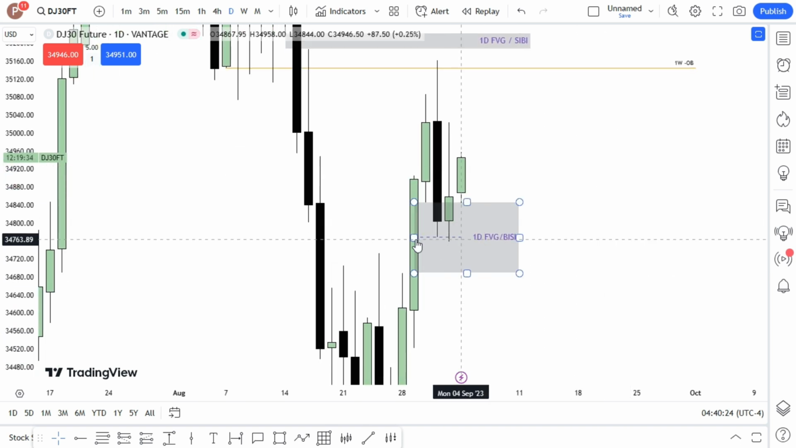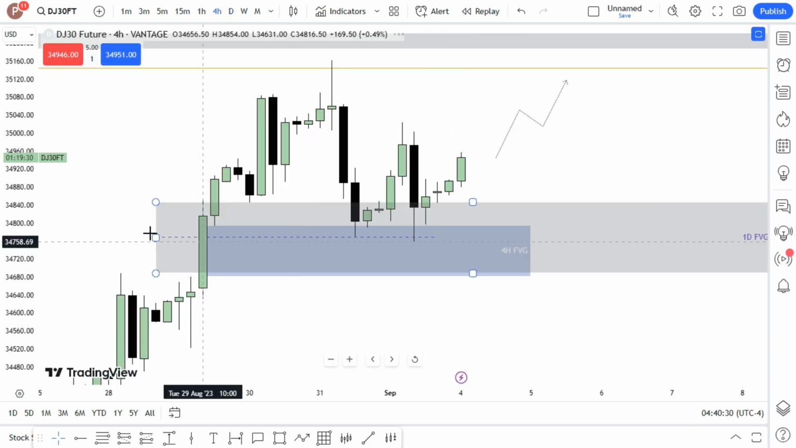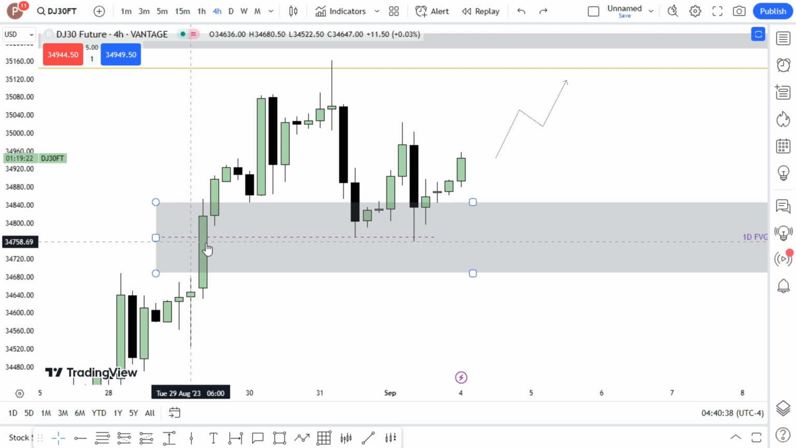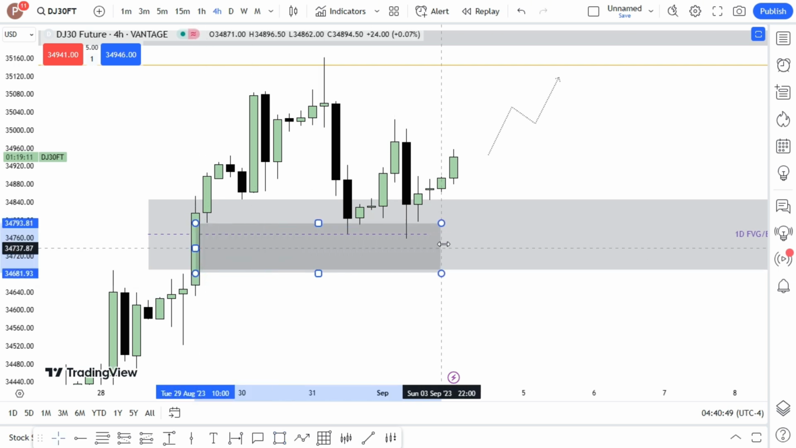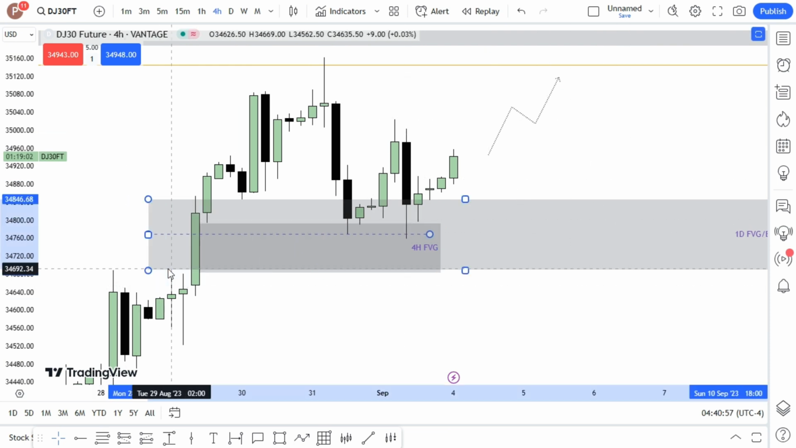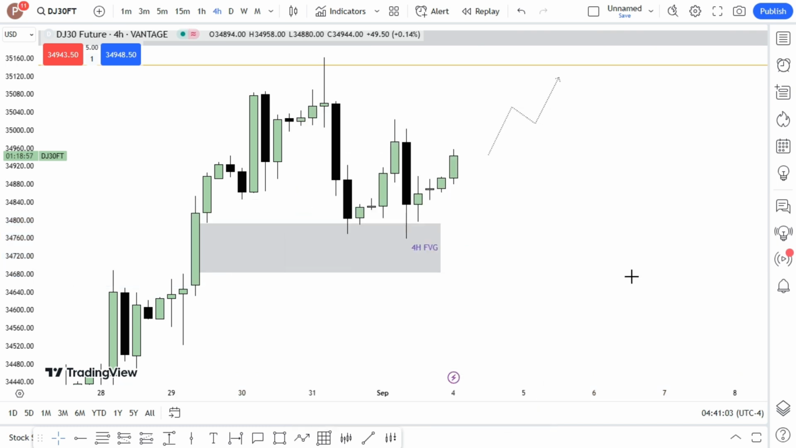Okay, this is where price is respecting the daily fair value gap right now. Scaling down into a lower time frame within that fair value gap, we have a 4-hour fair value gap within the daily fair value gap. So that was our drawn liquidity. And if we're going to set it out, we'll set it out like this, 4-hour fair value gap, and then now I can set this to be visible on the daily time frame and above, right?